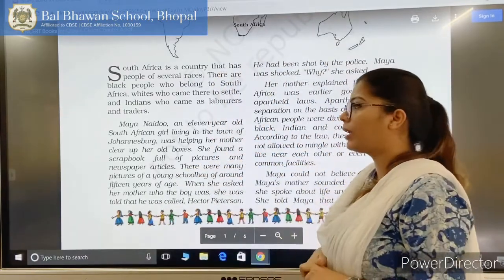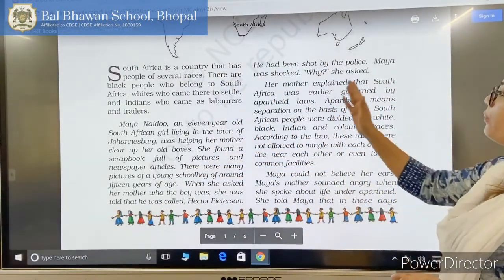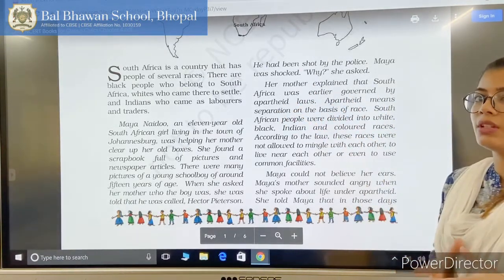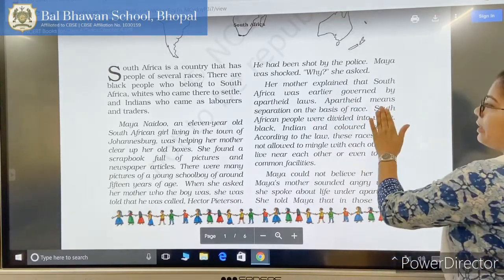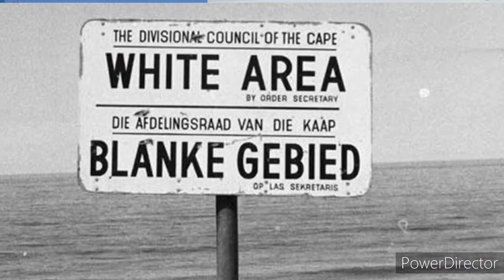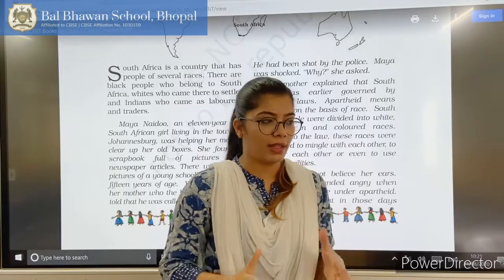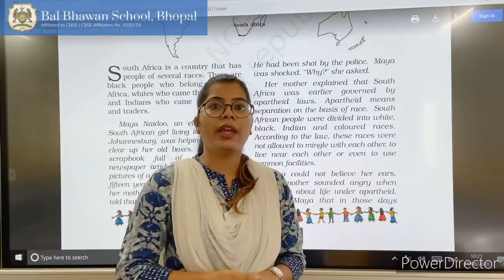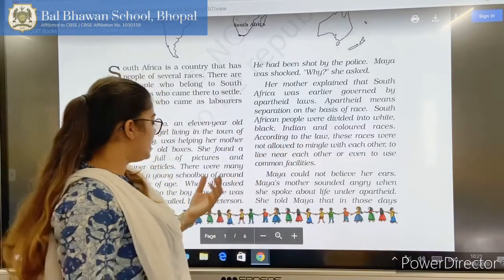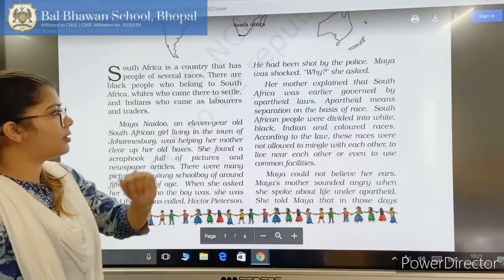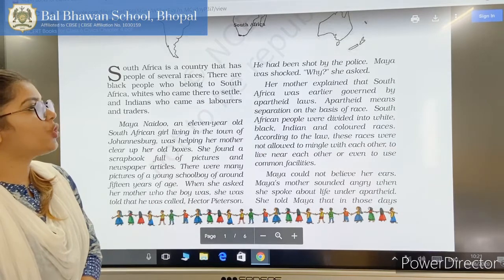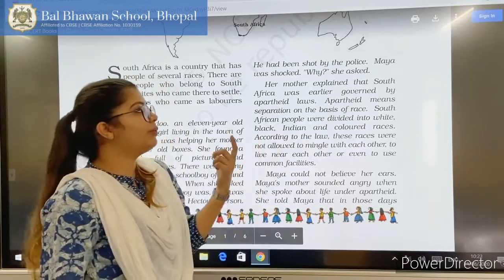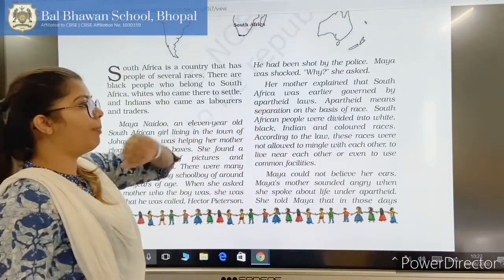She says that South Africa was earlier governed by the apartheid law. Now let us understand what this apartheid is. Apartheid means separation on the basis of race. As I have already explained, race is separating people on the basis of their color. So this young boy, Hector Peterson, was shot down as in South Africa, earlier the government was following a law which was called apartheid.